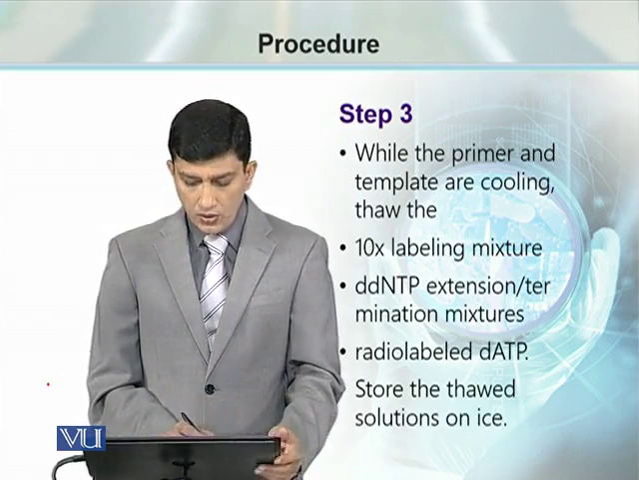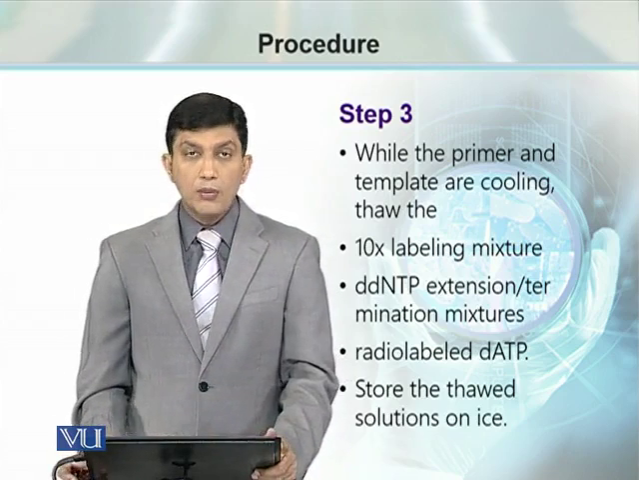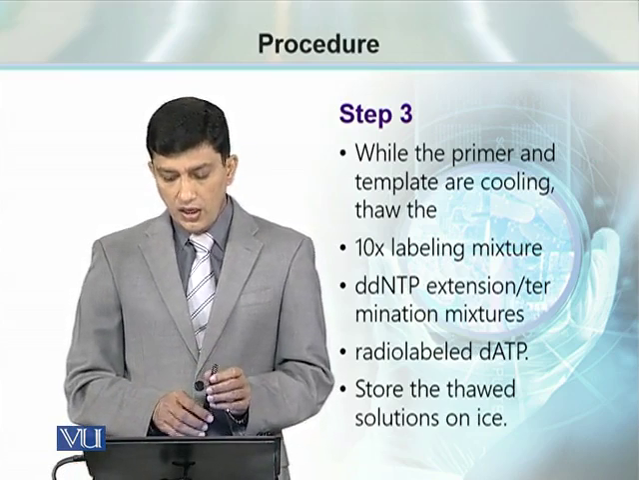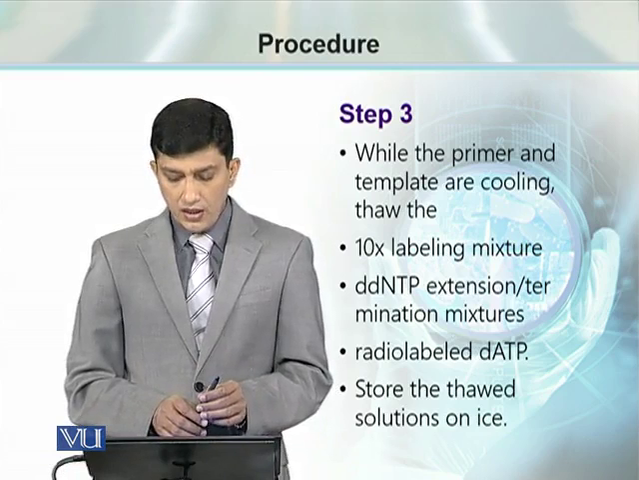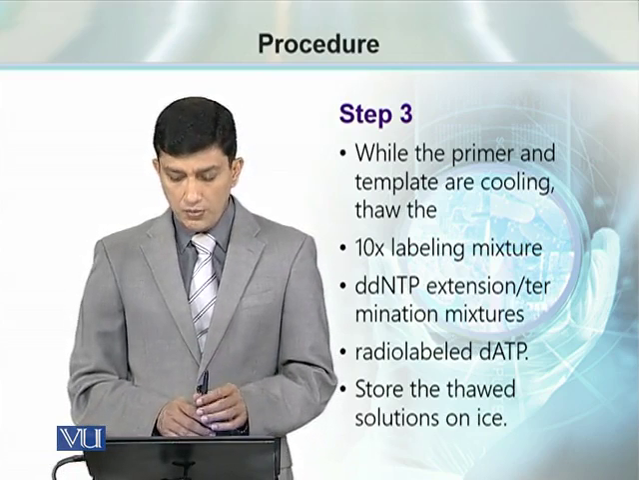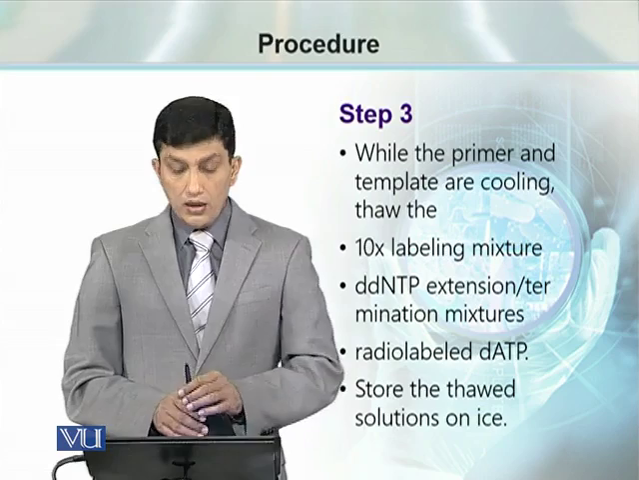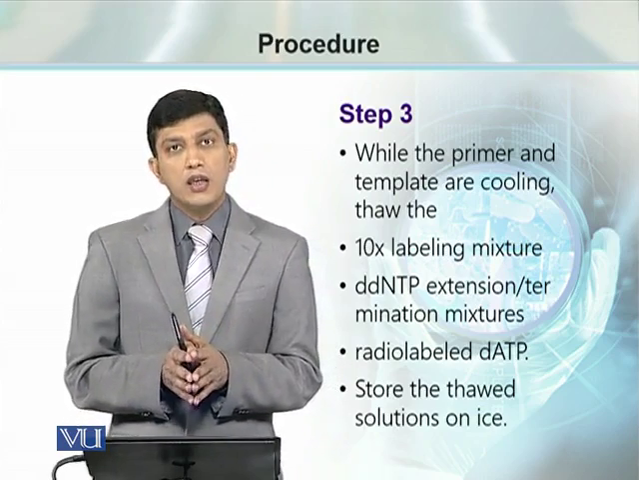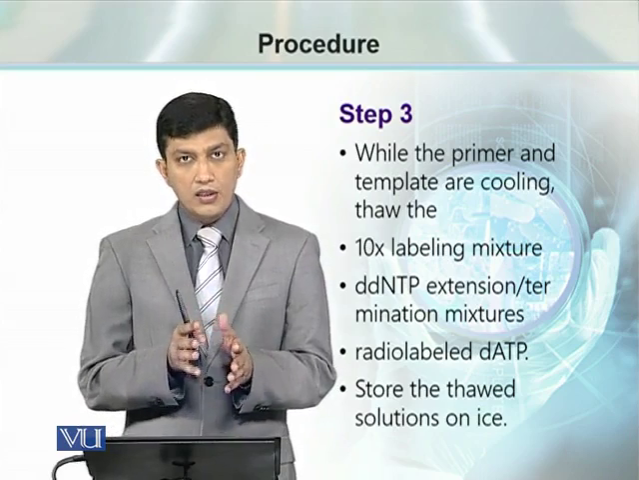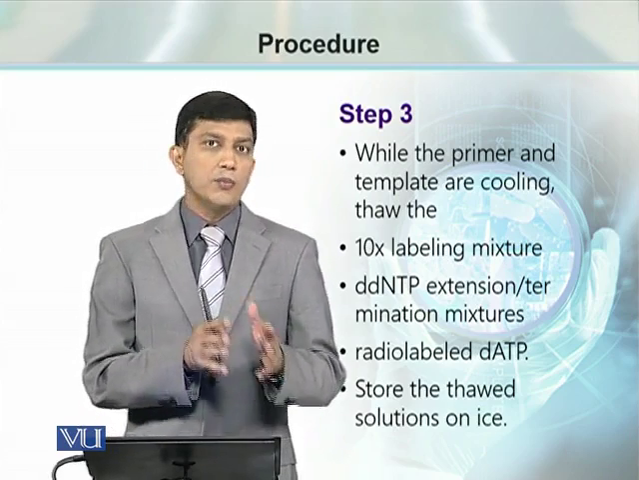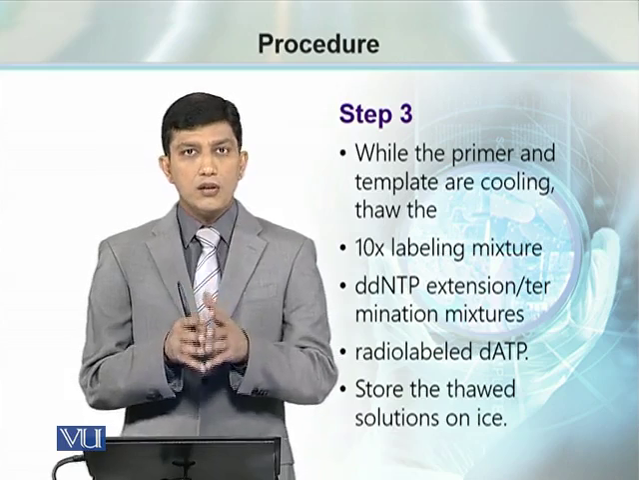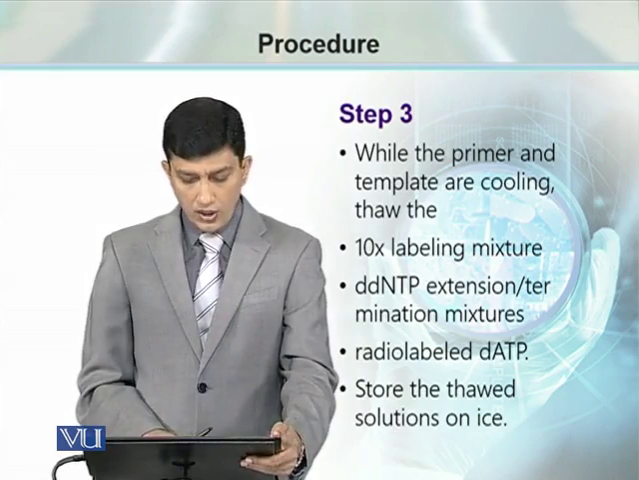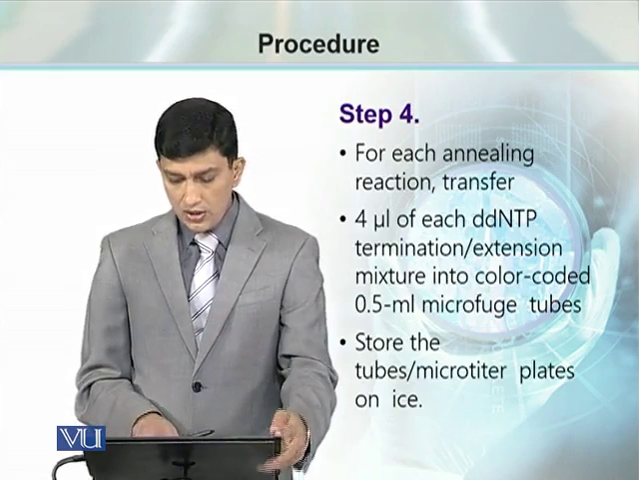For that purpose, we are going to take 10x labeling mixture, ddNTP extension and termination mixture, and radio labeled dATP, and these should be thawed on ice before making a mixture. In these 3 to 5 minutes, on one side our labeled template DNA is going to be cooled down, and we are going to thaw these reagents.